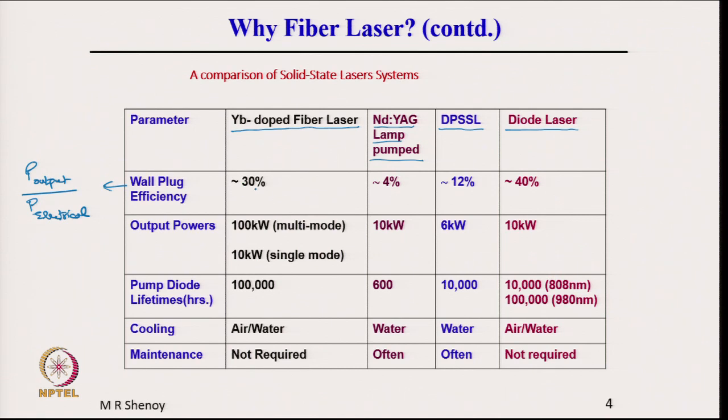Nevertheless, the wall plug efficiency is very high compared to the usual bulk lasers like Nd:YAG lasers. Output powers, again, one can get of the order of 100 kilowatts in multi-mode oscillations and of the order of 10 kilowatts in single mode operation, whereas typical powers with the Nd:YAG and DPSSL are given here. And diode lasers, the laser stacks can typically go to 10 kilowatt output power.